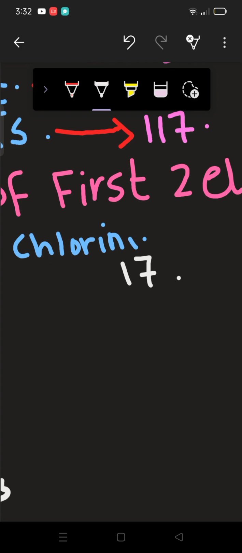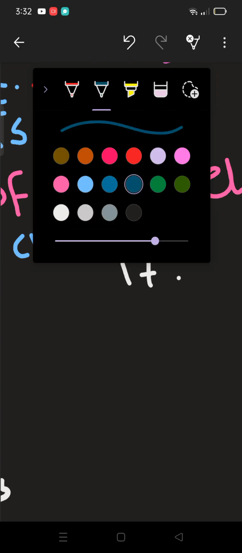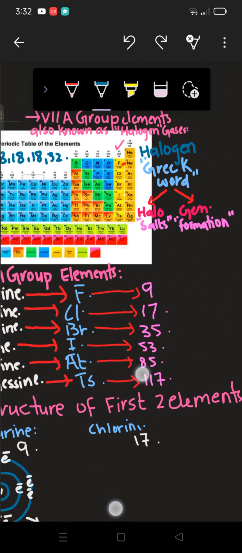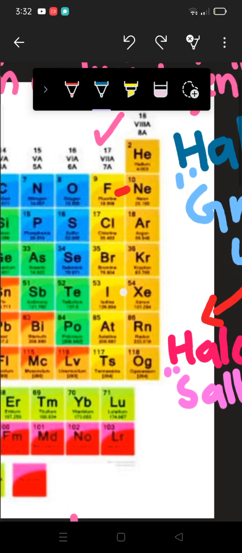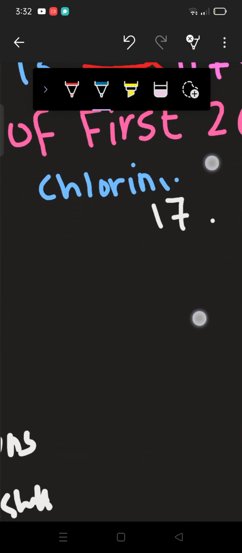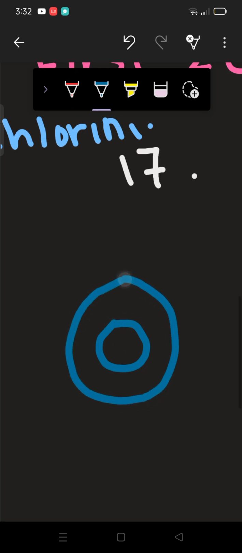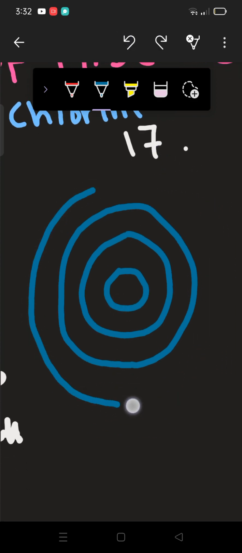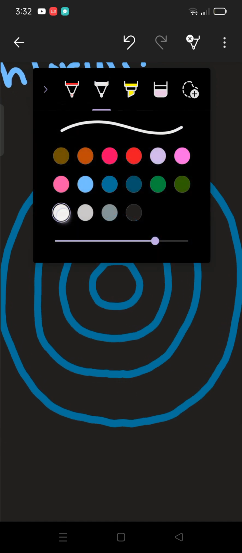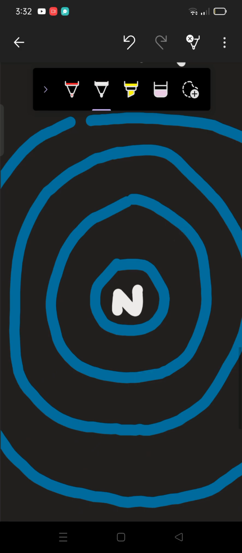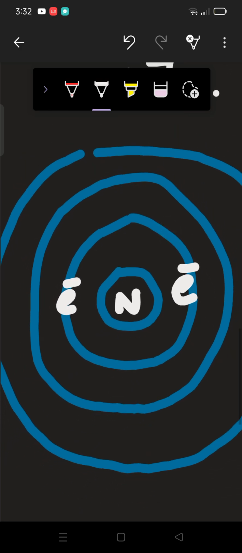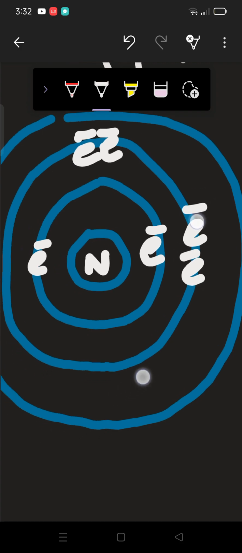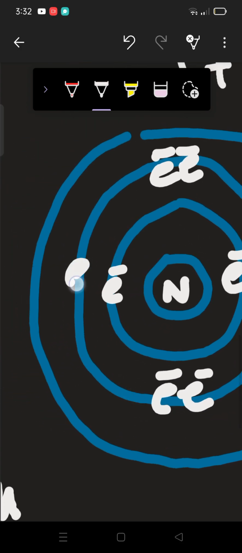Chlorine has 17 electrons. Let me make here the shells. How many shells will it have? As you can see here, chlorine belongs to the third period, so it will have 3 shells. This is the nucleus, this is the first shell, this is the second shell, and this is the third shell. Now let's make the electrons. The first shell always has 2 electrons. The second shell has 8 electrons: 1, 2, 3, 4, 5, 6, 7, 8.